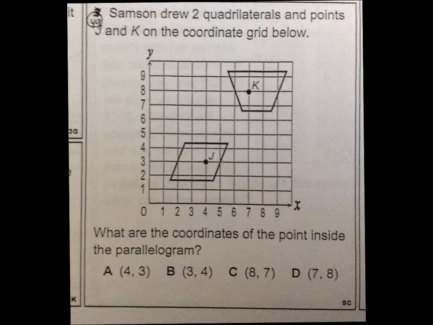Number 49. Samson drew two quadrilaterals and points J and K on the coordinate grid below. What are the coordinates of the point inside the parallelogram?